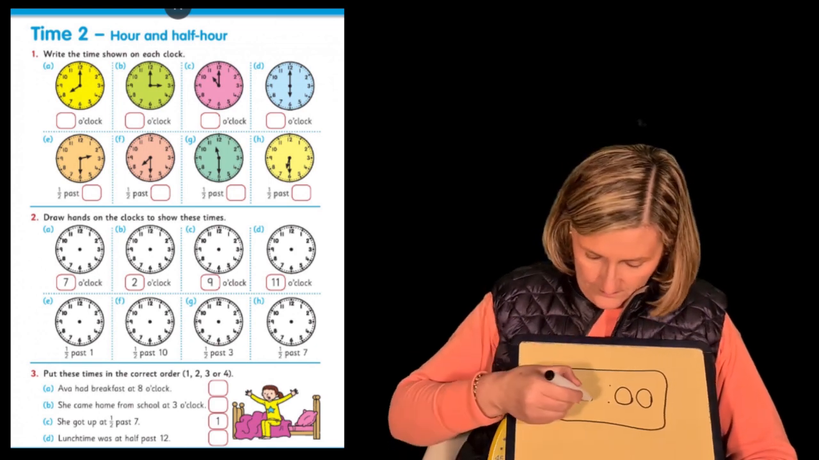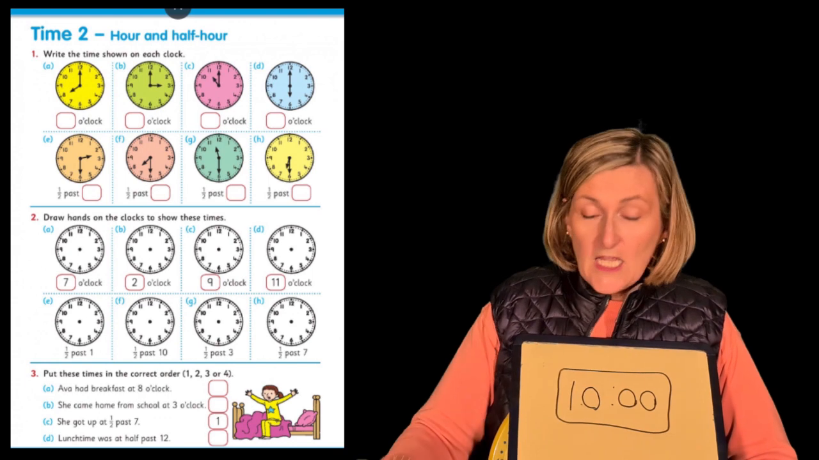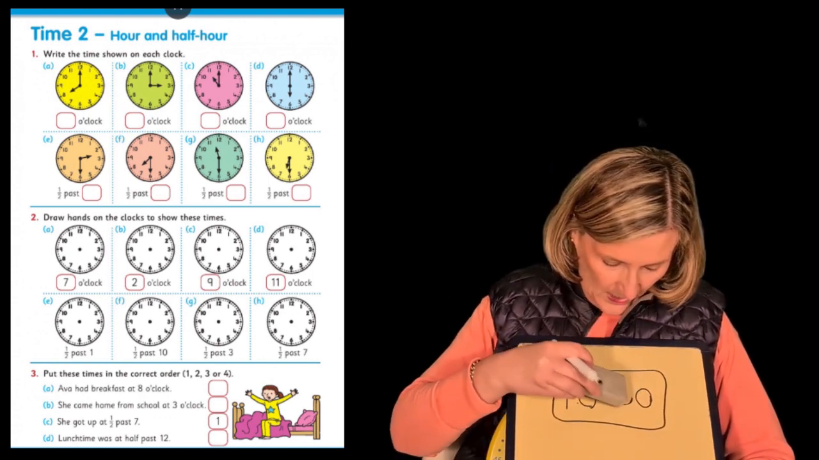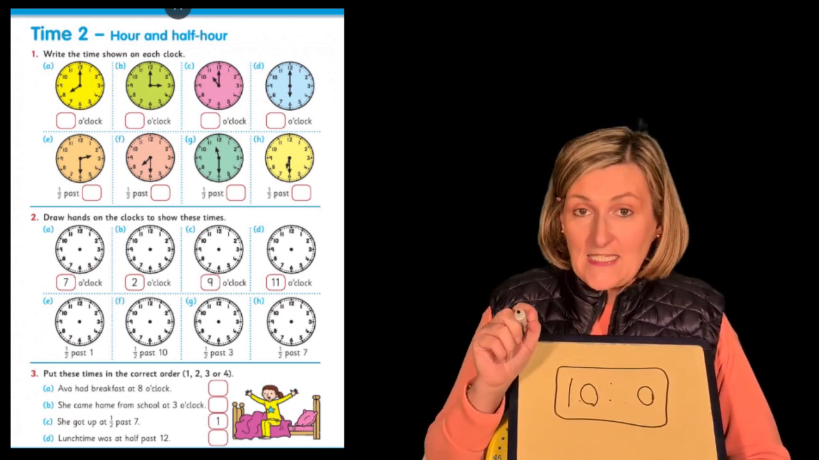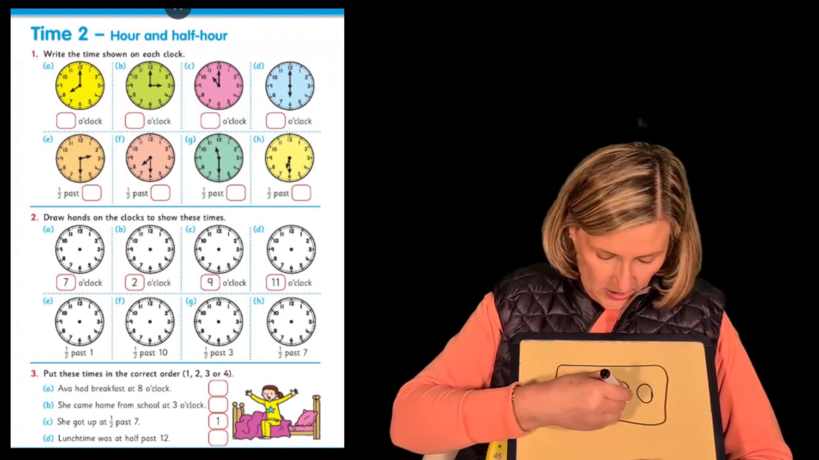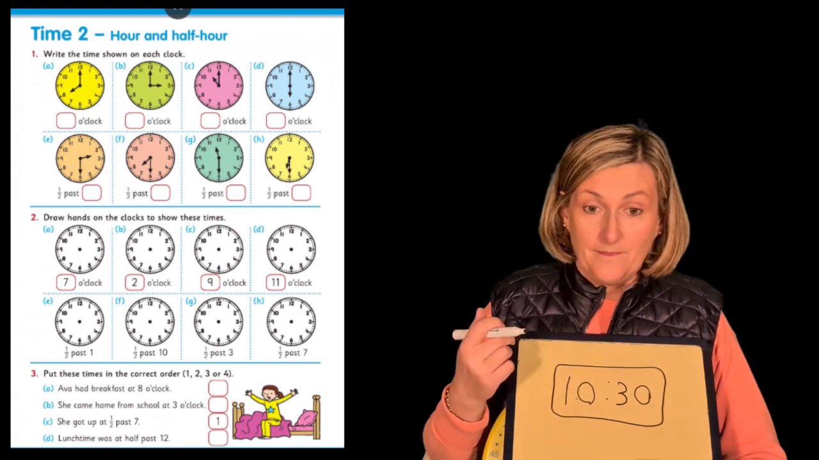very simple. It's 10 o'clock. If I wanted to say it was 10:30, well, 10:30, we said was 30 minutes past the hour. So it's 10 and 30 minutes. So it's 10:30.